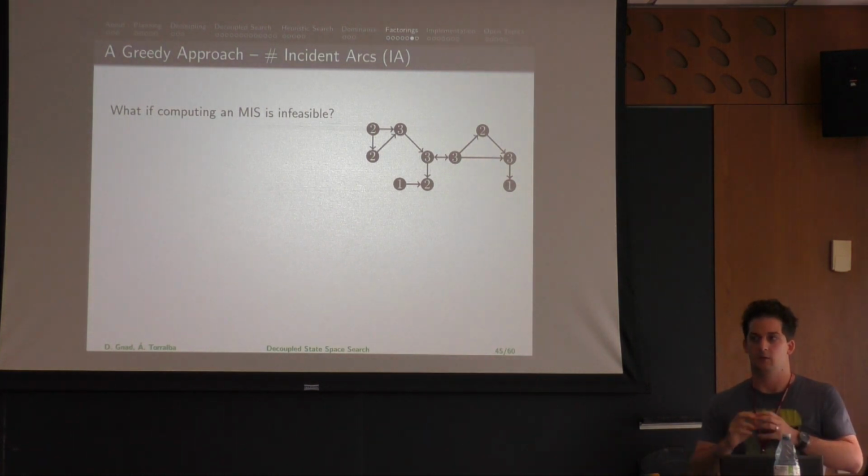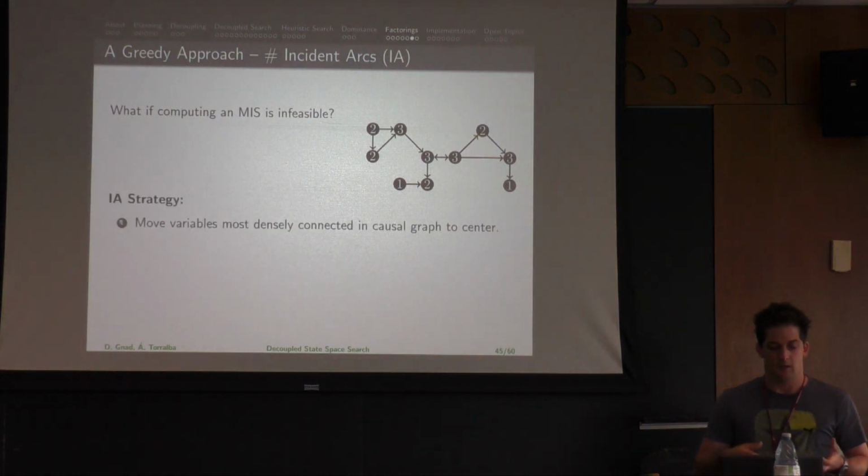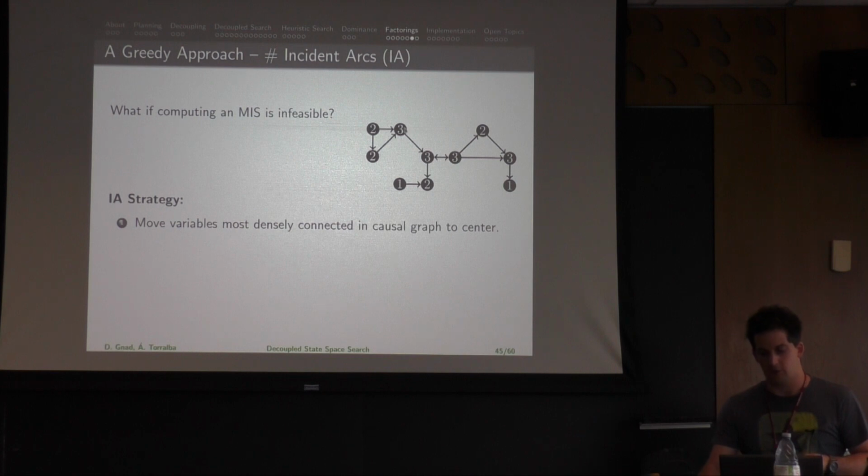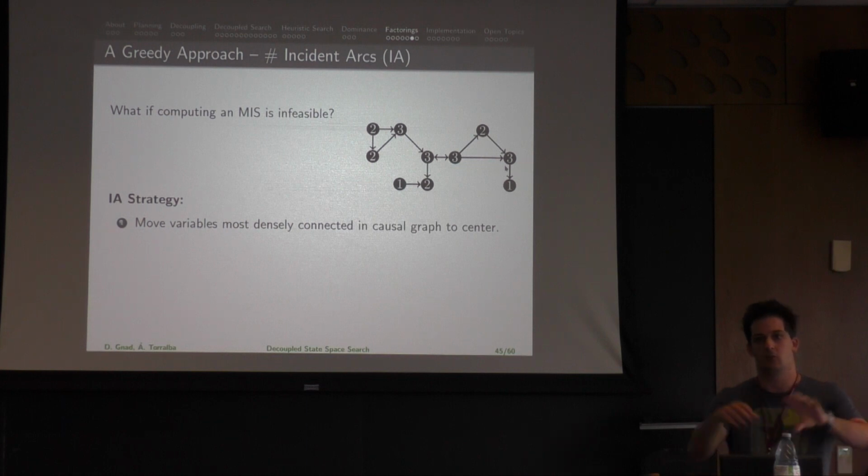so the number of connections in the causal graph, and it puts the most densely causally connected variables into the center. So in our example here, it would start by putting the variables with three causal graph connections into the center, keep iterating until everything is in the center, and then just choose the factoring that has the maximum number of leaves.